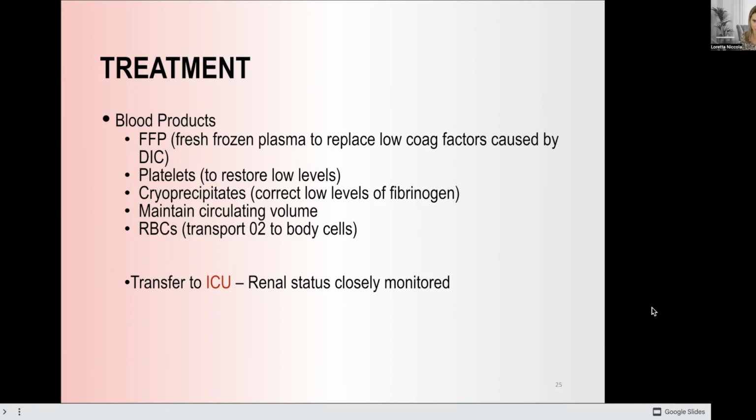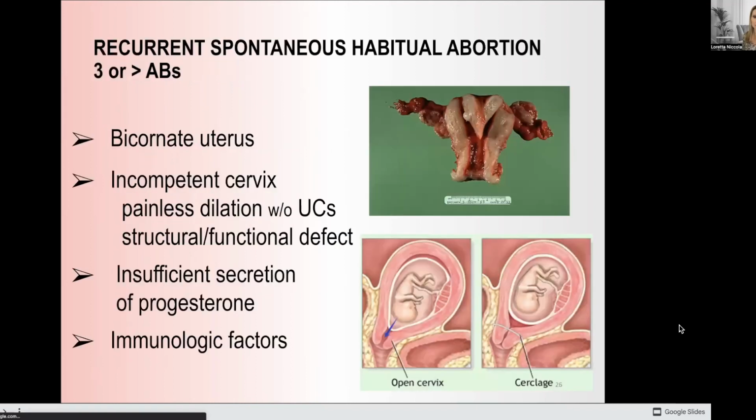And she's going to be on her way to ICU because we don't handle patients like this on the floors. They need 1-to-1 or sometimes more than that until they get stabilized. And then her renal status is going to be closely monitored. We want to make sure that we don't get renal failure with that mom.